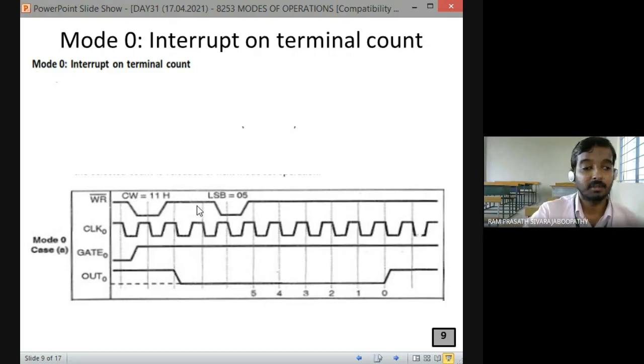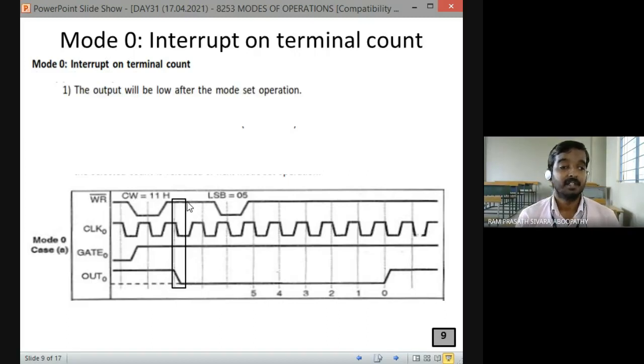Fine. Coming to this particular operation, clearly observe these slides. I'm going to show some animation, so kindly look at the screen. The very first thing, the output will be low after the mode set operation. Observe that the control word is written as 1 1 something; we will see the meaning later. If you identify which mode it is, you will know. 0 0 0 1, correct? Then 0 0 0 1. So what about the mode bits?